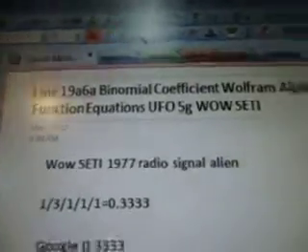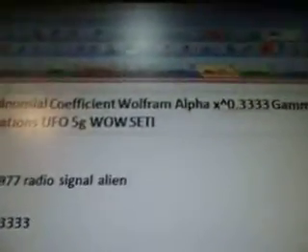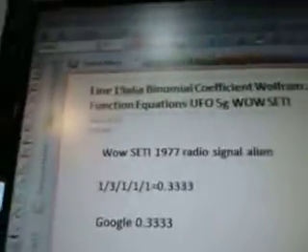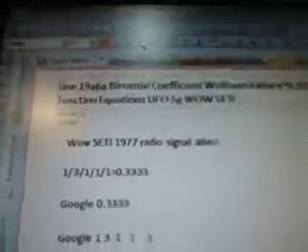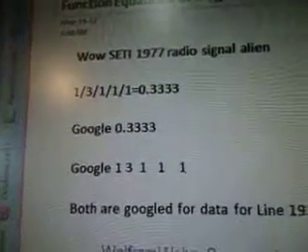Line 19a6a, Binomial Coefficient, Wolfram Alpha x, and I think it's to the power of 0.3333. Gamma function equations, UFO 5G, Wow Seti. Whenever there's the UFO 5G, it talks about the UFO engine components or things that are used to power it or jet propulsions, okay? So there's the Wow Seti alien radio signal. There's the math equation with its answers.